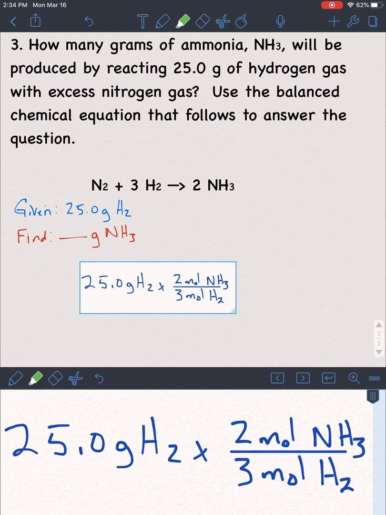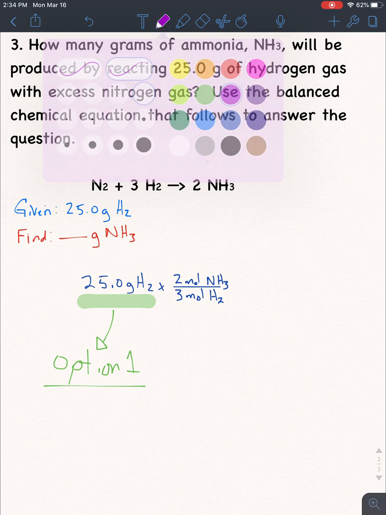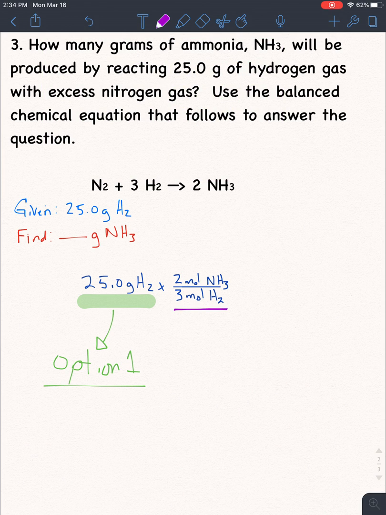Traditionally, and what is usually taught, and if you look up a video on other YouTube channels, you will probably see that they ask you to change grams to moles first, which you can certainly do. This I'm going to call option 1, the traditional method. But that is perfectly useful. If I can change 25 grams of hydrogen into however many moles of hydrogen that is, then I can continue from there for my question. That is perfectly fine.